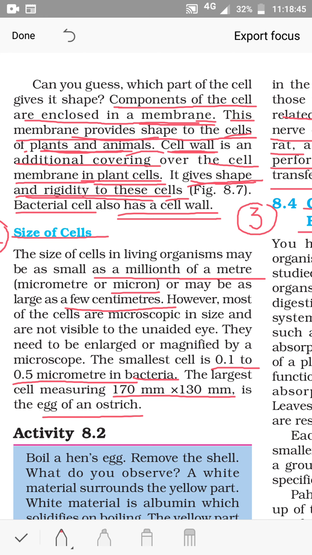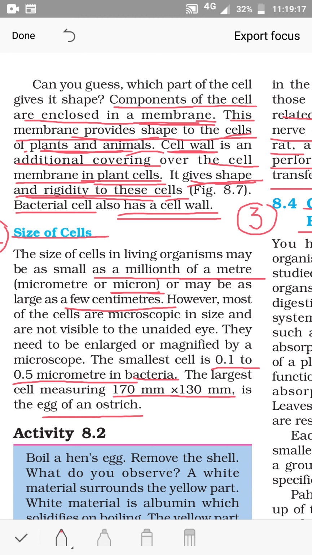Now, this is the cell membrane, which gives shape to the cell. Now the size of the cell: certainly most cells are microscopic, while some cells may be big enough to be seen with unaided eyes. But the size of the cells of living organisms may be as small as a millionth of a meter. That unit is called the micron.